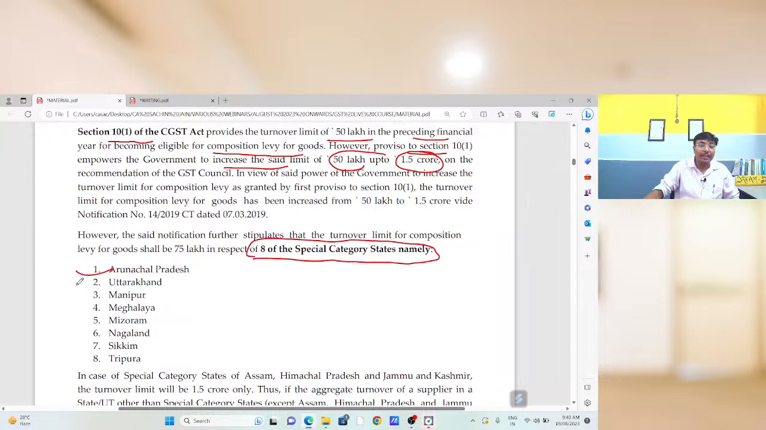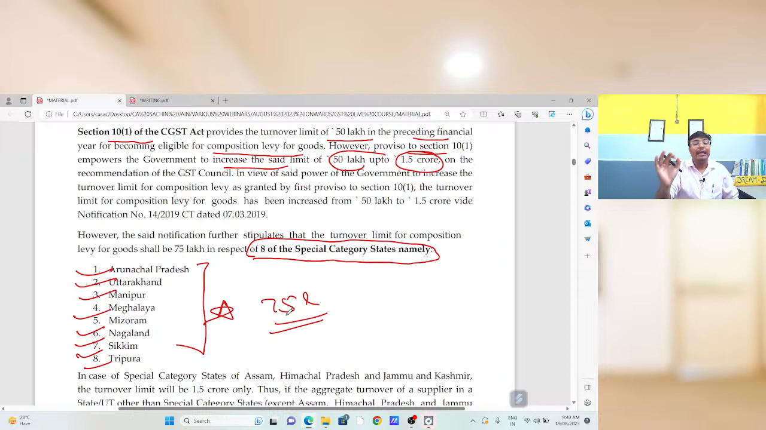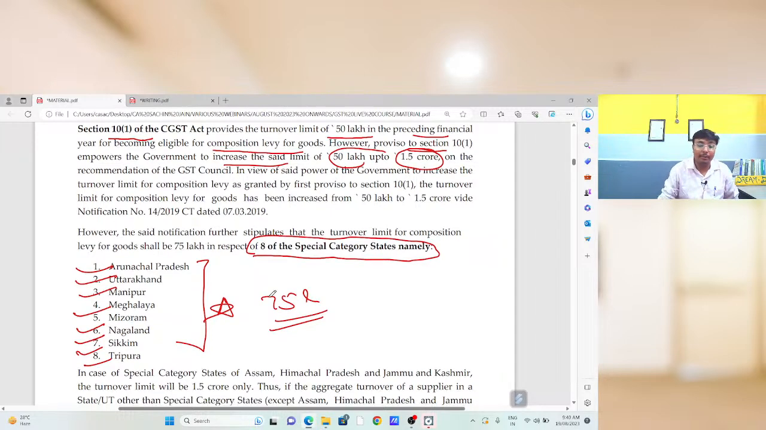Okay. Arunachal Pradesh, Uttarakhand, Manipur, Meghalaya, Mizoram, Nagaland, Sikkim, and Tripura. In these states, the limit is 75 lakh rupees only. If the turnover exceeds 75 lakh rupees, those taxpayers who are registered under these states need to convert the registration from composition to regular.